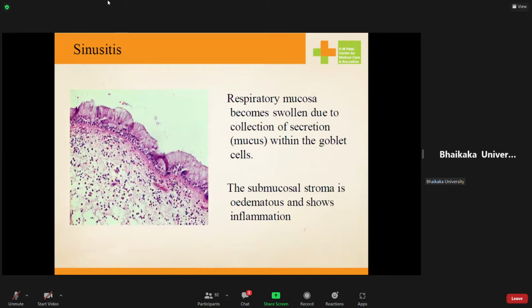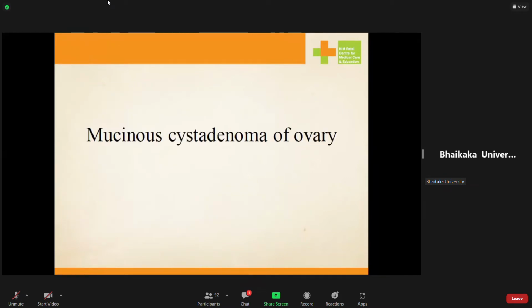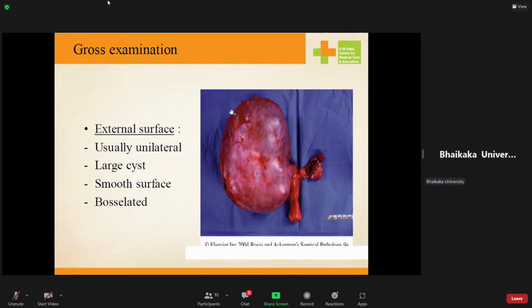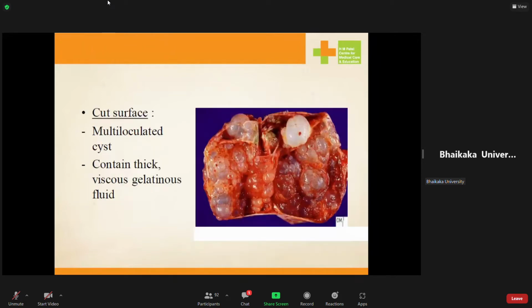Now the other example, that is the mucinous cystadenoma of the ovary. Whenever it develops, on the external surface we can see a smooth, shiny surface with a bosselated appearance and a large cyst. The mucinous cystadenoma is usually unilateral in nature, and a serous cystadenoma is bilateral in nature. The cut surface shows a multiloculated cyst, and when we cut this cyst, the viscous, thick, gelatinous material, which we also call mucoid material, comes out.